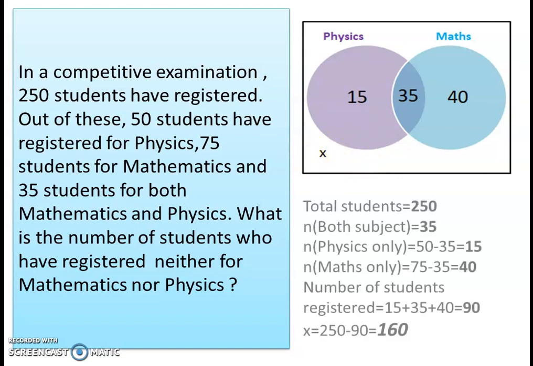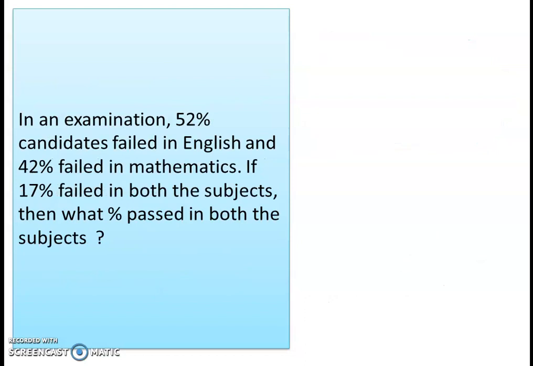So after calculating, it will be 160. So now we have 160 students who have registered neither for mathematics nor physics, right? So hope this solution is clear. Now let's solve another question.